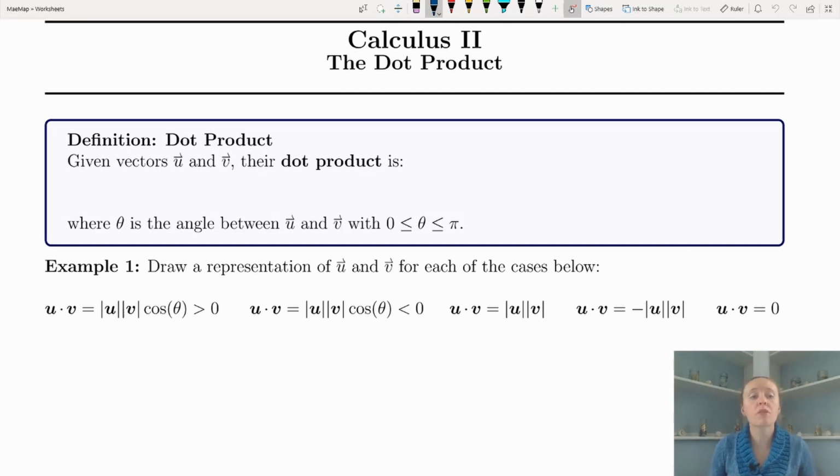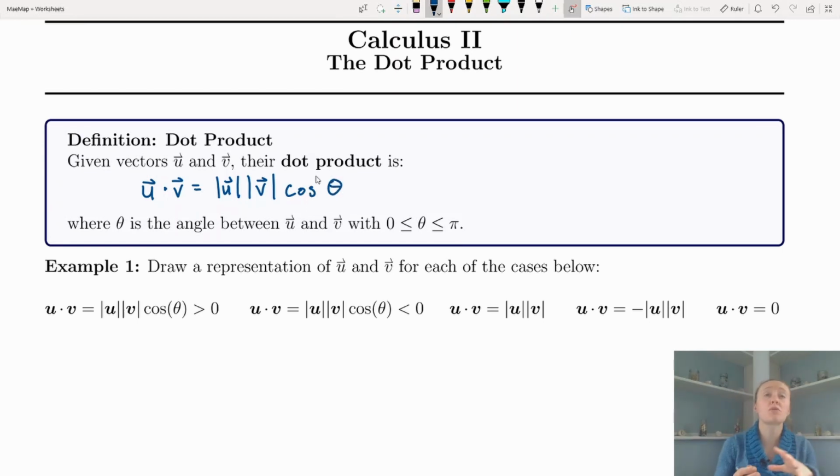But for now, let's go over a quick definition. So the definition of the dot product is, given two vectors, vector u and vector v, their dot product, that's vector u dotted with vector v, is going to be equal to the magnitude of vector u times the magnitude of vector v times the cosine of theta, where theta is the angle between those two vectors, and it's going to be between 0 and pi, including those bounds.